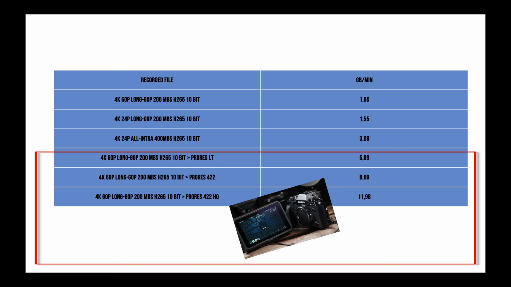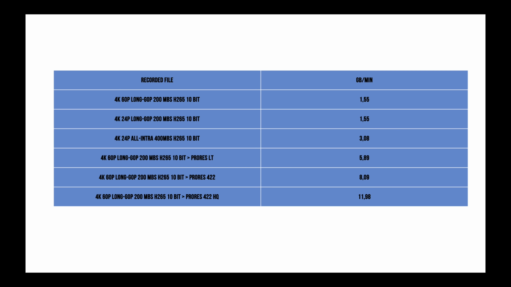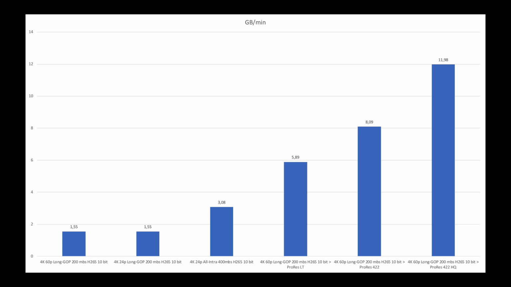I ran some tests to see what the file size would be. The Ninja V records in either ProRes or DNxHR. ProRes is a great codec for editing, much better than H.265. The file sizes were 6, 8 or 12 gigabytes per minute, depending on selecting the compression LT, 422 or 422HQ.